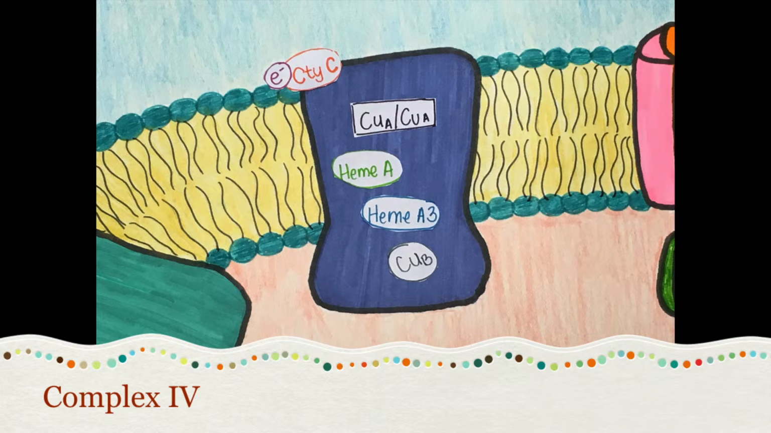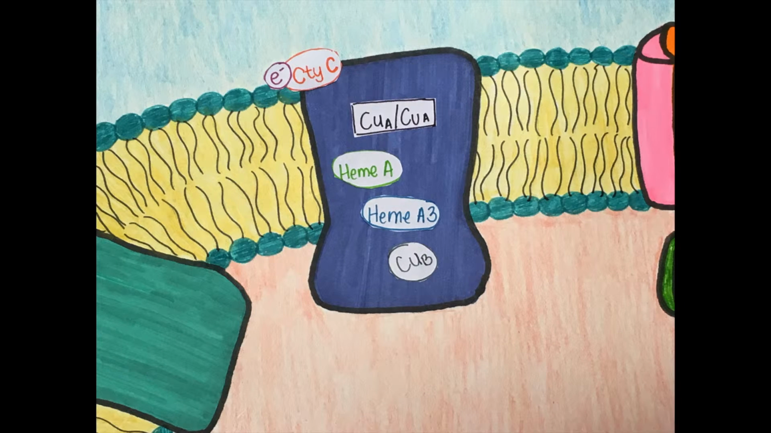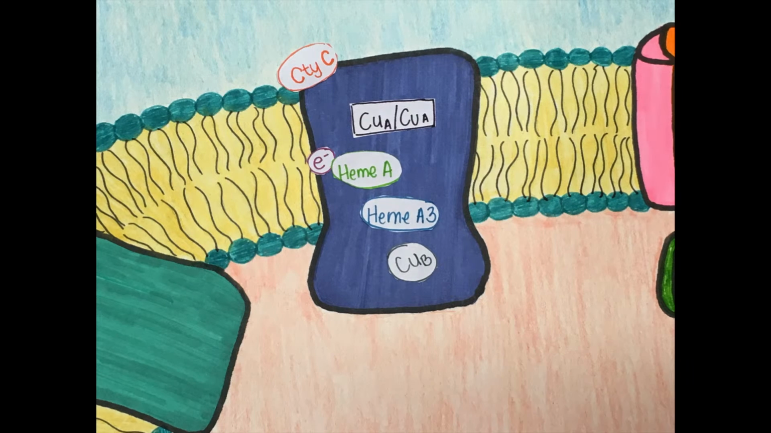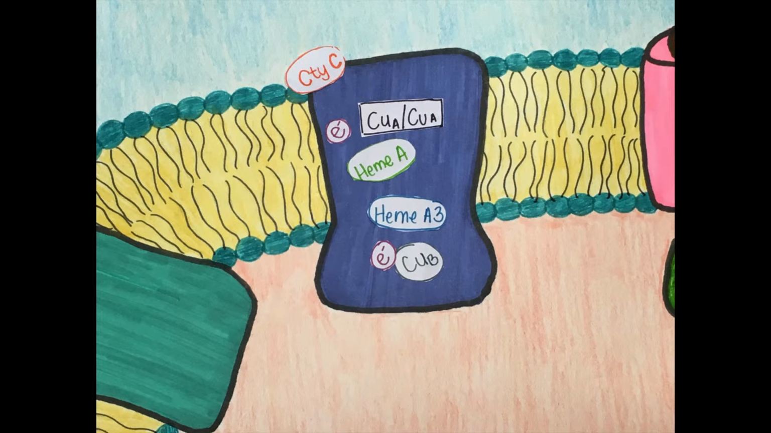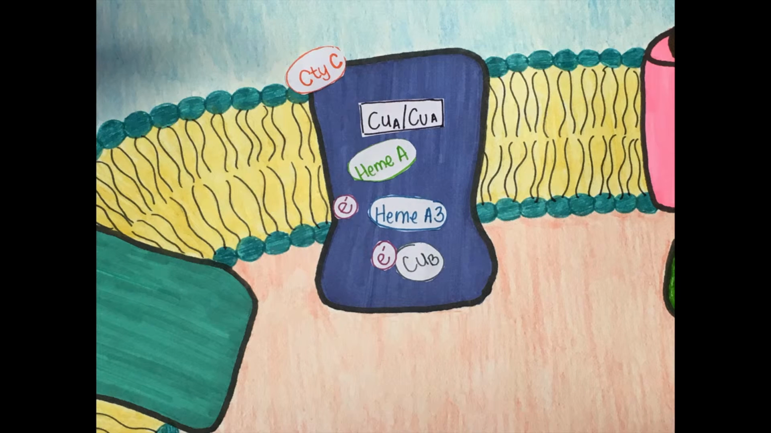Complex 4, otherwise known as cytochrome C oxidase, accepts the electrons from cytochrome C and uses them to reduce oxygen and produce water. It transfers electrons from reduced cytochrome C molecules to oxygen. It contains 2 heme groups, heme A and heme A3, and 3 copper atoms. 2 reduced cytochrome C molecules give off a total of 2 electrons. 1 electron stops at the CuB group, while the other stops at heme A3.